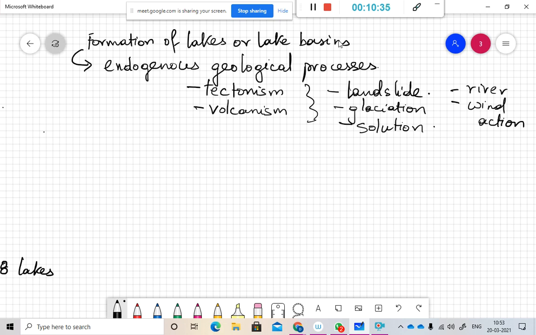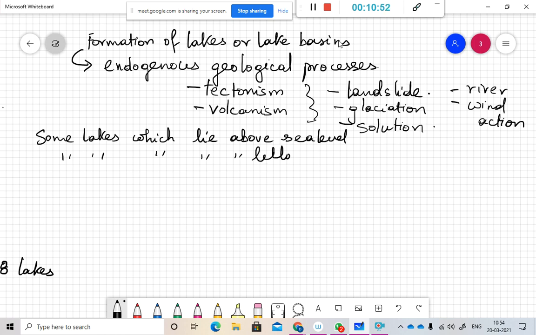There are some lakes which lie above sea level. Some lakes lie below sea level.